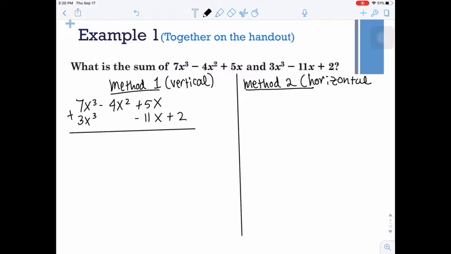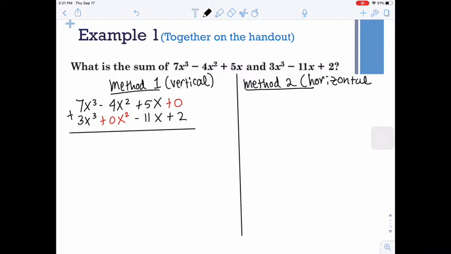Now notice I purposely spaced it out so that each set of like terms was underneath each other. So we have our 3x cubed under the 7x cubed, the minus 11x is under the 5x, and the plus 2 is where our constant would be. Now notice there is no constant on the first one, so I could always add in plus 0, and over here I could always add in plus 0x squared so that there are no blanks, but that's not required.